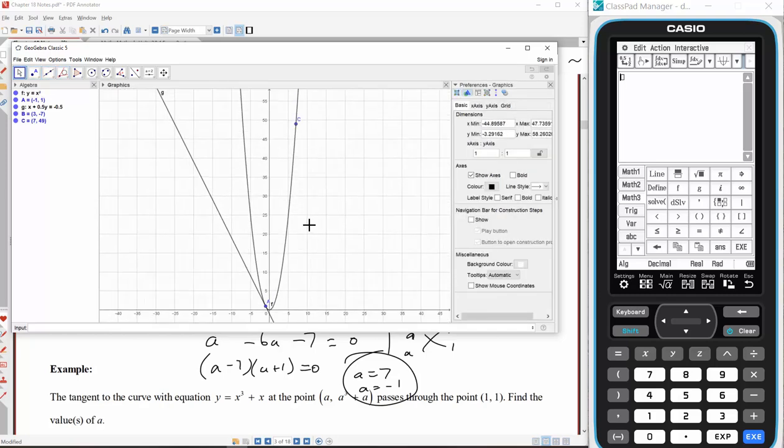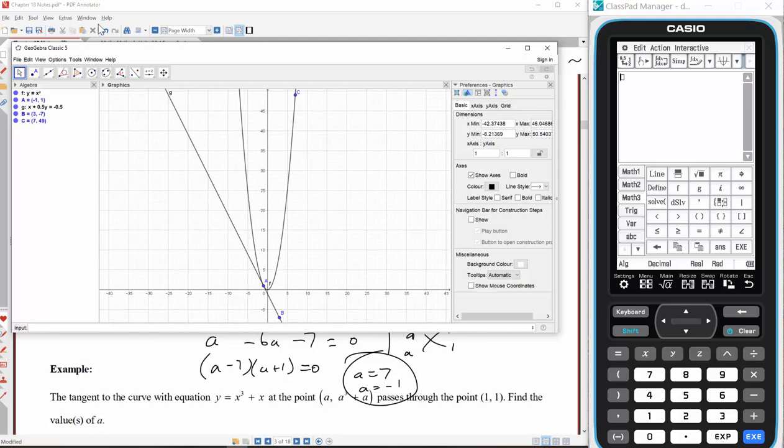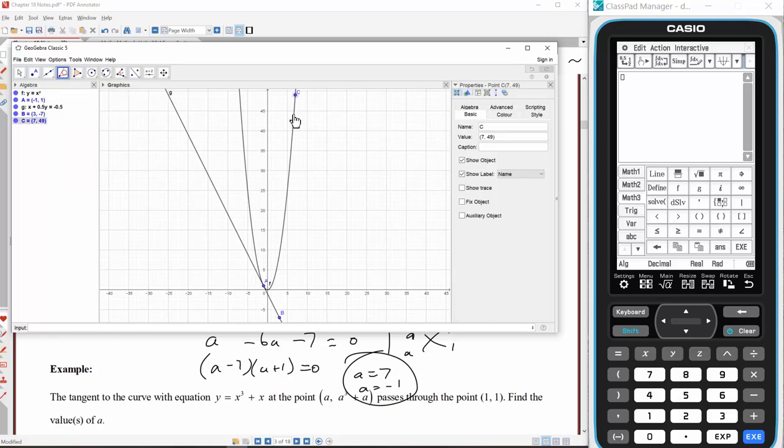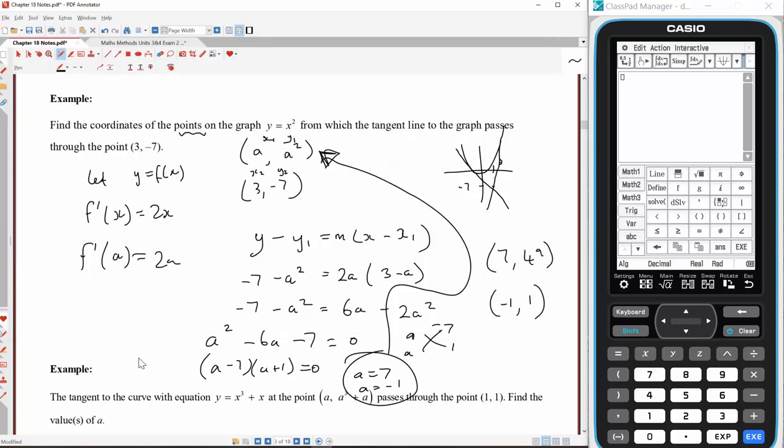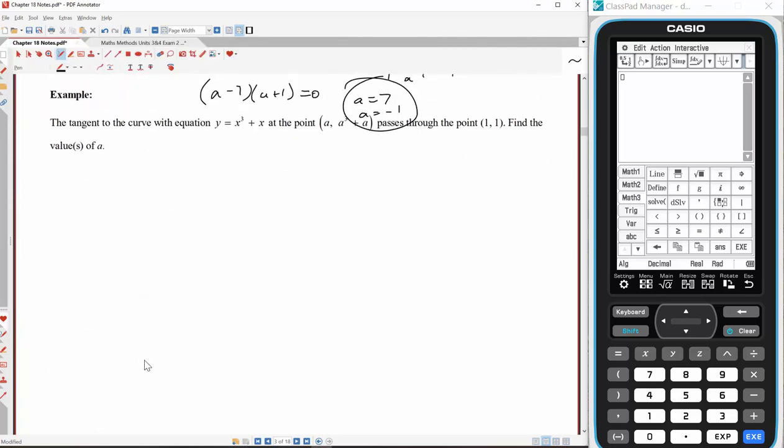That's a fair way up there. But I bet when I draw a tangent at that point there, or at that point there, to this line here, lo and behold, it also goes through the point (3, -7). So the graph seems to suggest that we're correct.